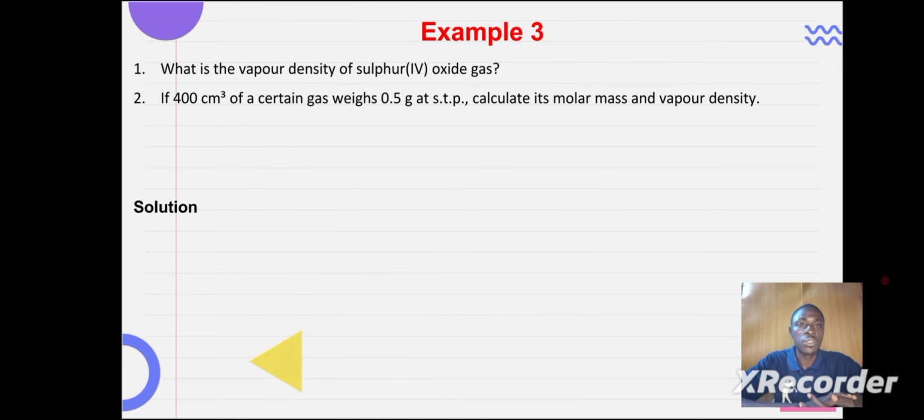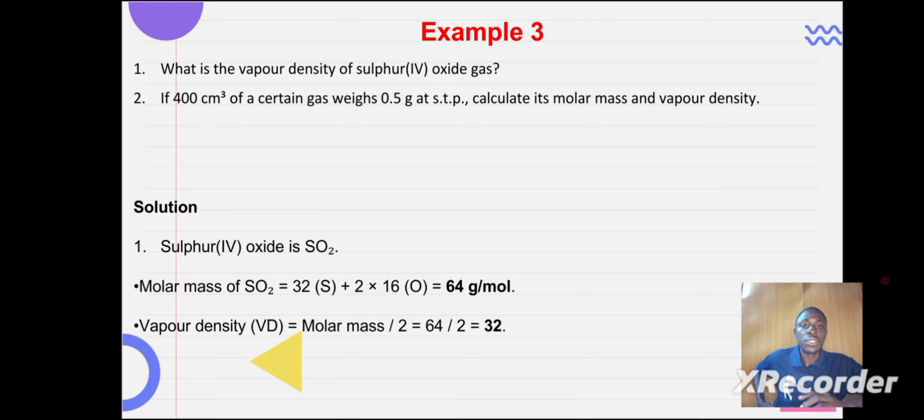Okay, let's look at these questions. What is the vapor density of sulfur(IV) oxide? And question 2: if 400 cm³ of a certain gas weighs 0.5 gram at STP, calculate its molar mass and vapor density.